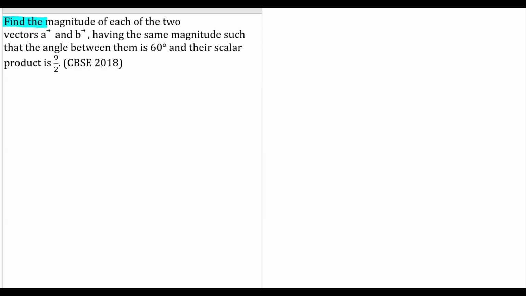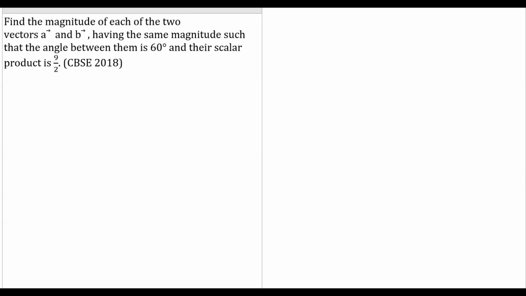In the first question, it says find the magnitude of each of the vectors A and B having the same magnitude. Their magnitudes are the same, the angle between them is given as 60 degrees, and their scalar product, that is the dot product, is 9 by 2.